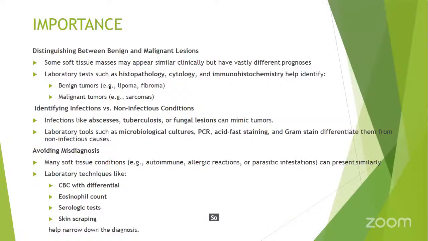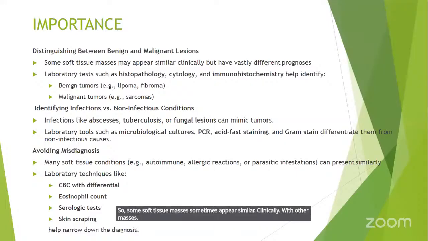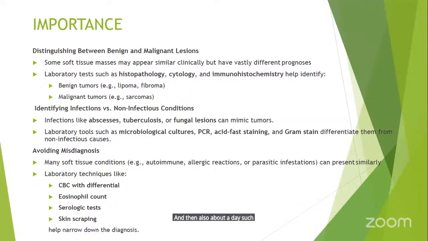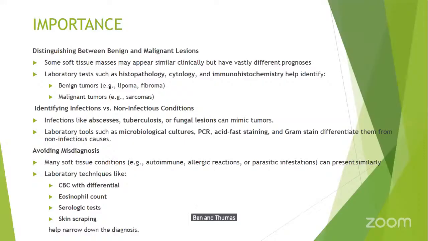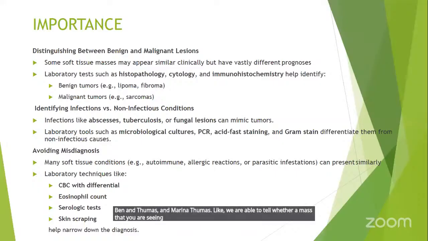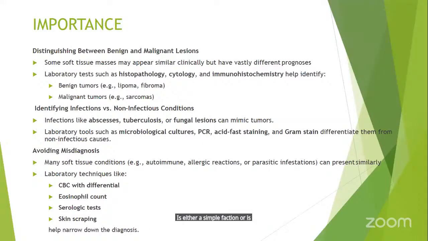So some soft tissue masses sometimes appear similar clinically to other masses. And also laboratory tests such as histology, cytology, and immunohistochemistry can help identify benign tumors and malignant tumors. Like you are able to tell whether a mass that you are seeing on somebody is either a simple fat lesion or is a sarcoma. Sarcoma is a highly malignant cancer.